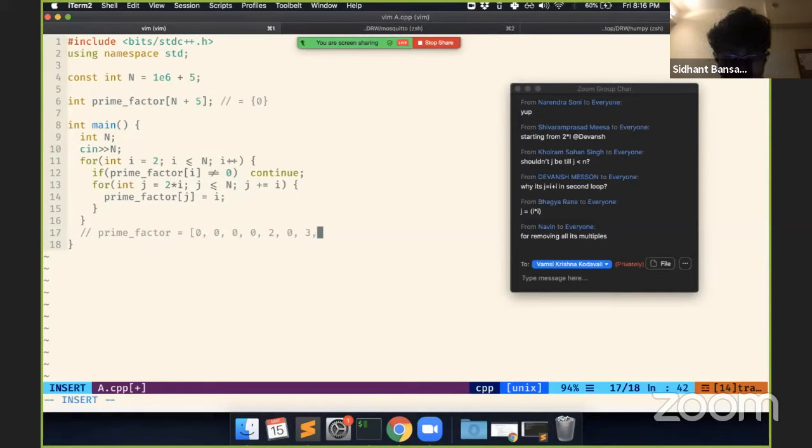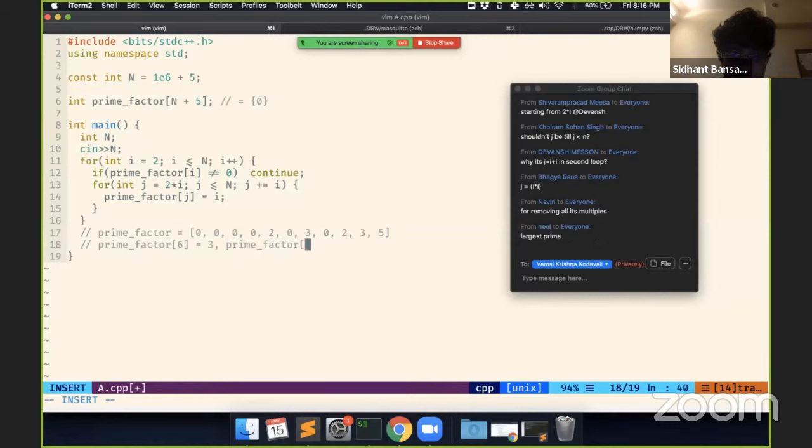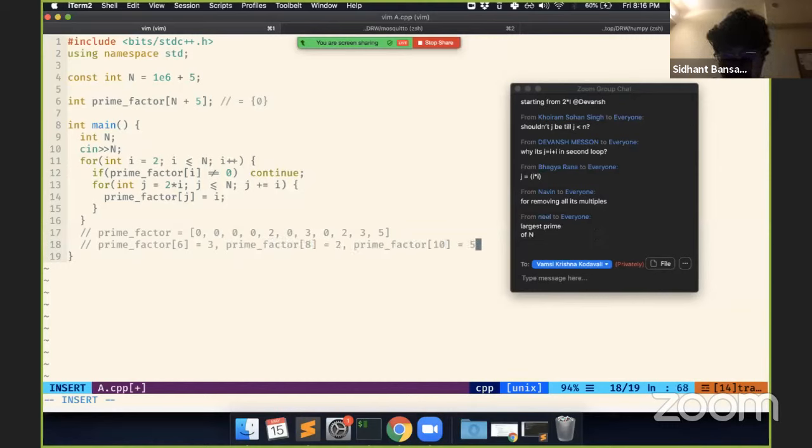Now think about this. Value 7 will be 0. Value 8 will be 2. Value 9 will be 3. Value 10 will be 5. And so on. Carefully think why prime factor of 6 is going to be 3, why prime factor of 8 is going to be 2, why prime factor of 10 is going to be 5. Just think about these. So the idea is whenever you set that, oh, i is a prime number.